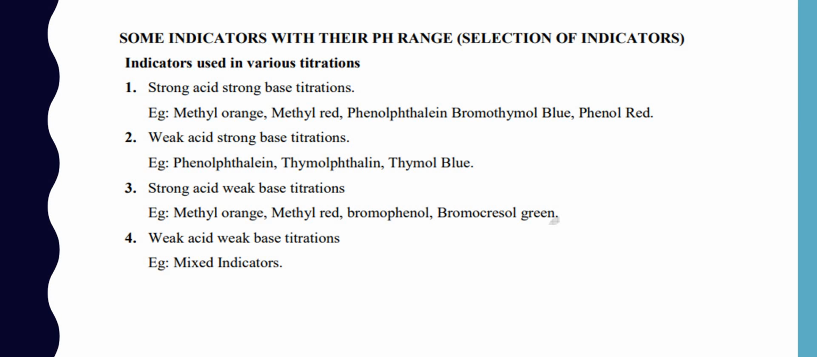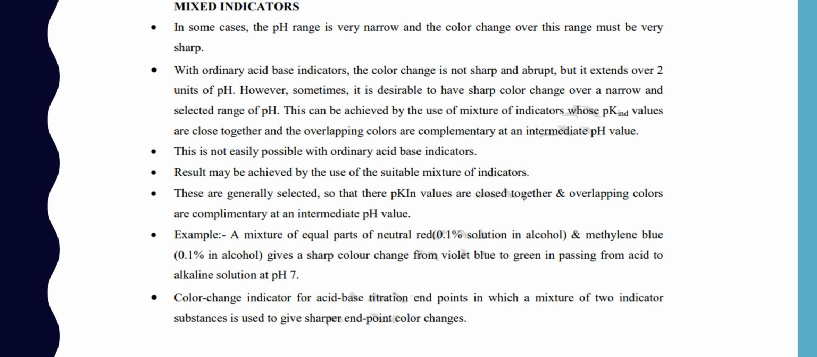Next, we have some indicators with their pH range, like if we are having a strong acid and strong base titration, which indicator we can use. Based on the different titrations, which indicator we can choose is mentioned here. Next is mixed indicators. Mixed indicator is when we mix two or more indicators to get accurate results.